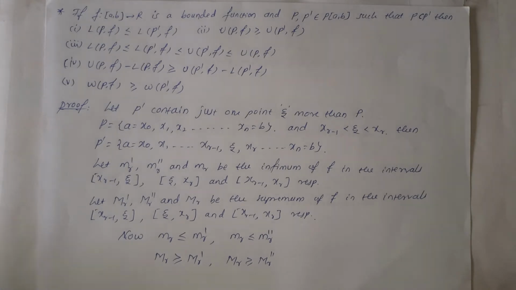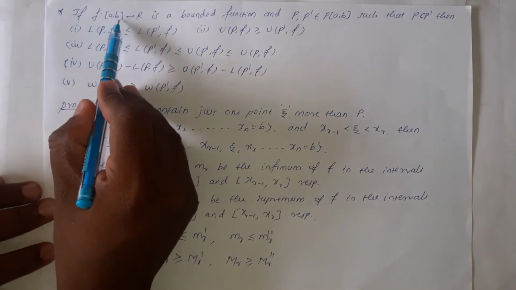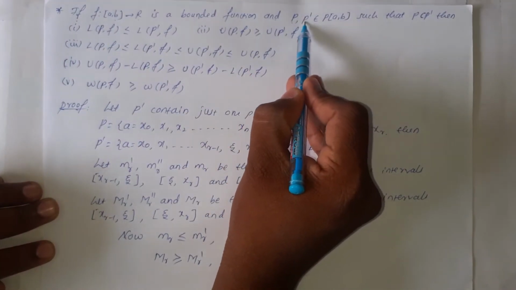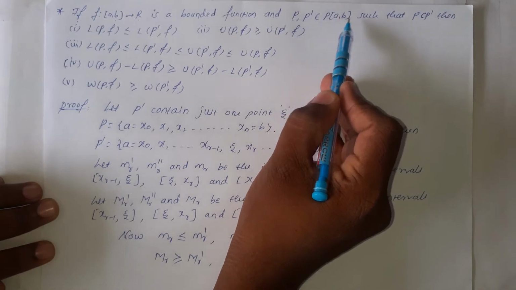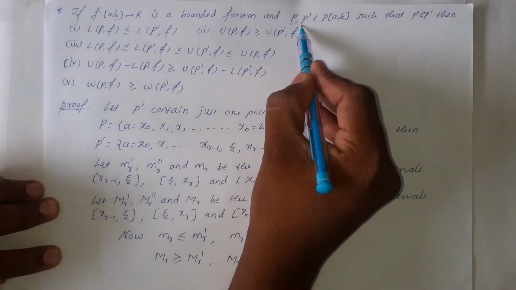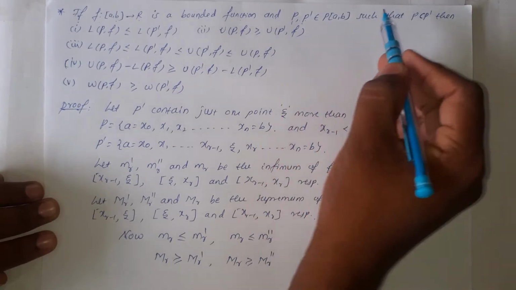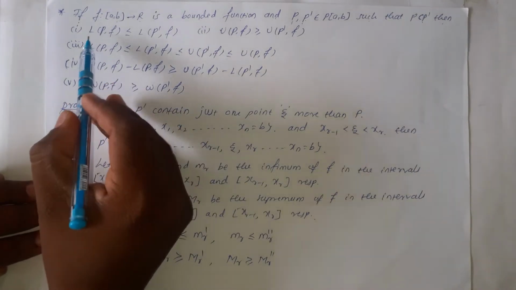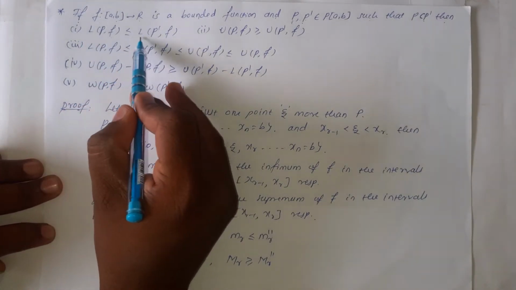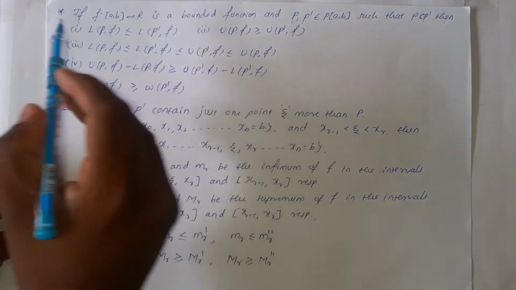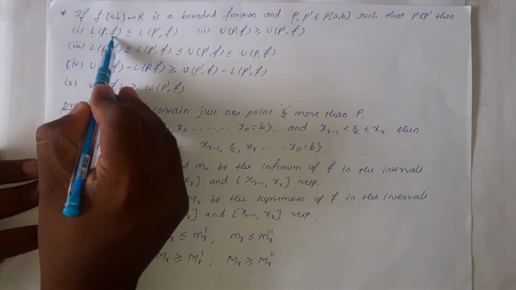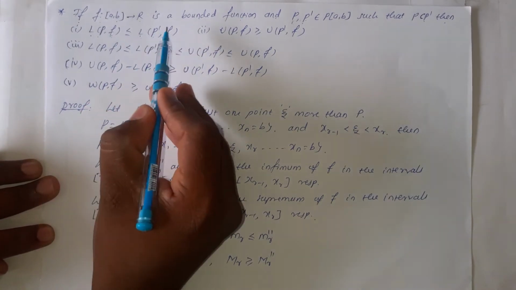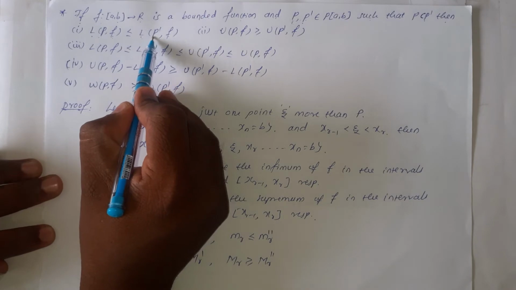The next result is: if f from the closed interval [a, b] to R is a bounded function, and P and P' belong to the set of partitions of the closed interval [a, b], that is, these two are partitions of [a, b] such that P is a subset of P', then the first result is L(P, f) is less than or equal to L(P', f). So, here the lower Riemann sum of the function f in the partition P is less than or equal to the lower Riemann sum of the function f in the partition P'.